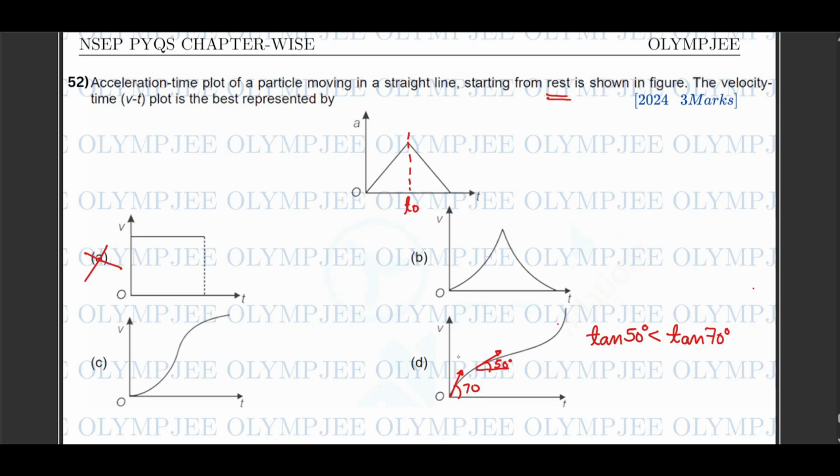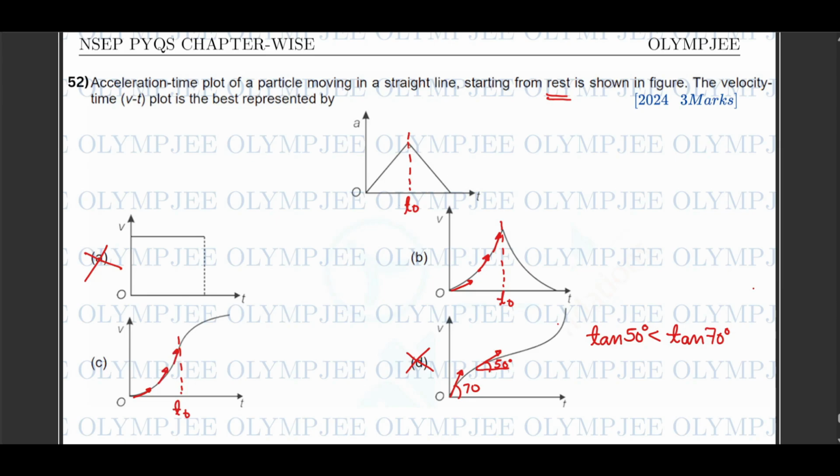So the slope has decreased, and the slope is also the acceleration. Slope of the VT graph is acceleration. But we know that acceleration is increasing, so it cannot decrease. So this option is wrong. Now in option B, assume this is T naught. So this slope is increasing till T naught. So both option B and C are correct till now, till T naught.